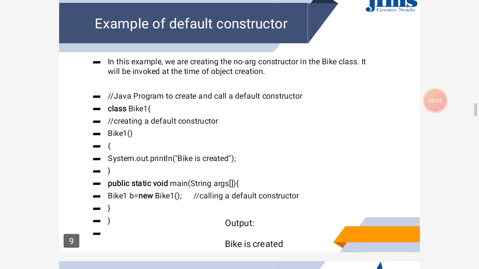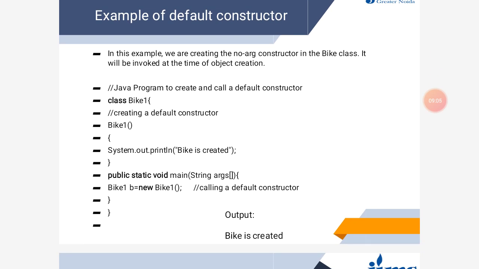In this, we can see the example of default constructor. There is one class, Bike1, and in the class there is one constructor. In this constructor we have not initialized any variable, but there is one statement, System.out.println("Bike is created"). So in this constructor there is only one statement, and it is not having any value. And we are creating the object in the line Bike1 b = new Bike1().